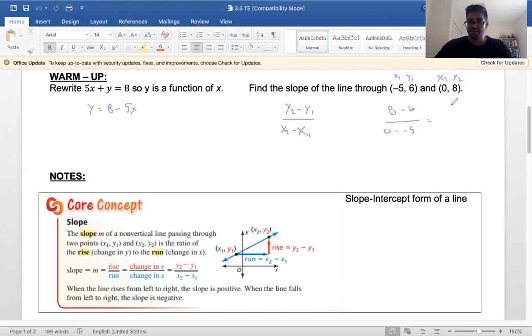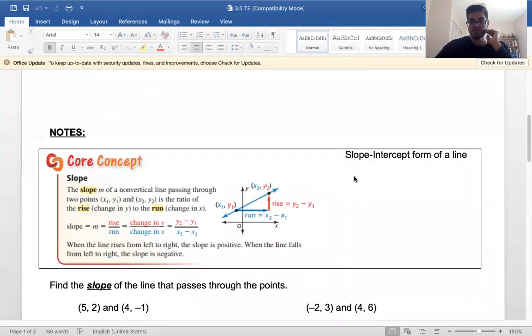Simplify down, 8 minus 6 is 2. 0 minus negative 5 is a positive 5. So here, this is your slope, which we write as m. So it's a little reminder on how to find the slope of a line, or slope between 2 points.